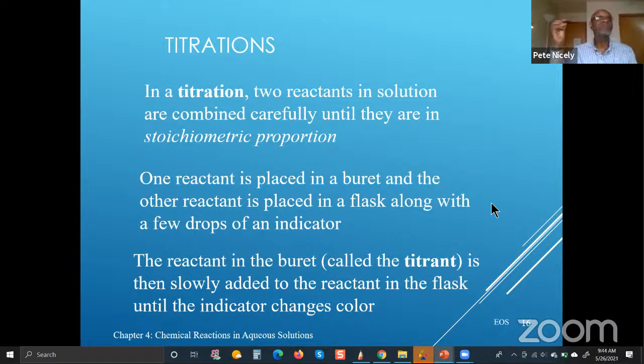If I remember correctly, in the experiment that you'll be doing later on this semester, you'll be determining the concentration of the base and then use that to do something else. I don't remember exactly right now, but that's something that you'll be doing later on.